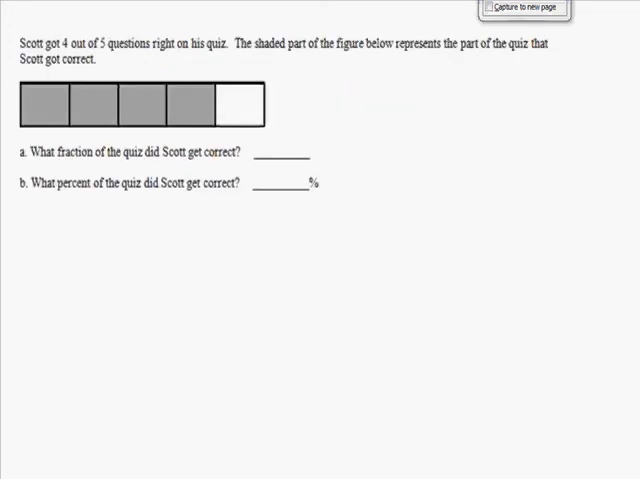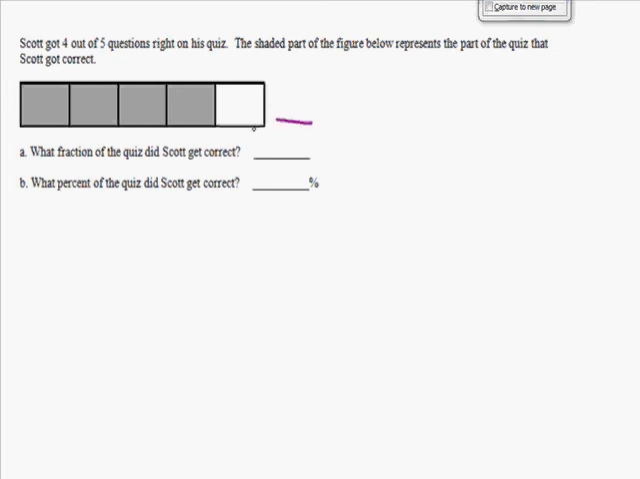Let's take a look at problem number 2. Scott got 4 out of 5 questions right on his quiz. The shaded part of the figure below represents the part of the quiz that Scott got correct. So I see 1, 2, 3, 4 shaded in, 5 altogether. What fraction of the quiz did Scott get correct? Well, that's easy.